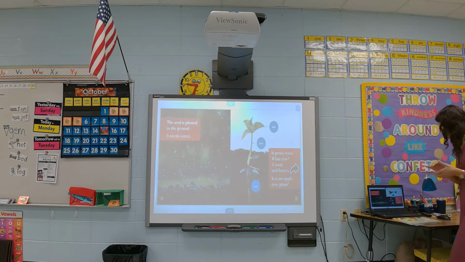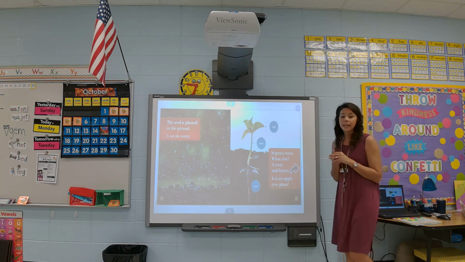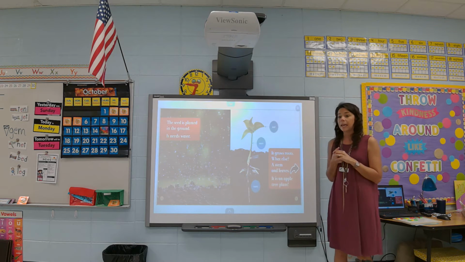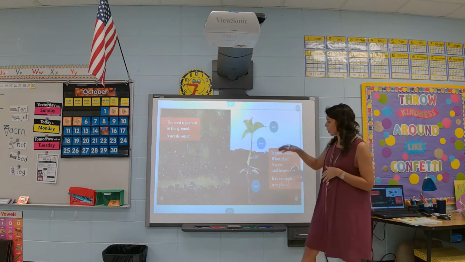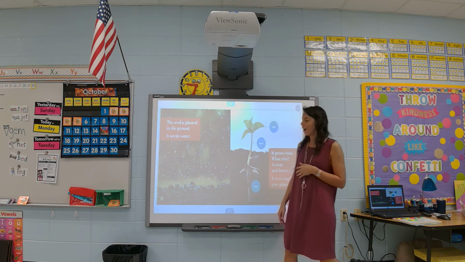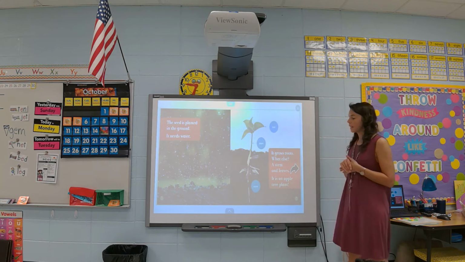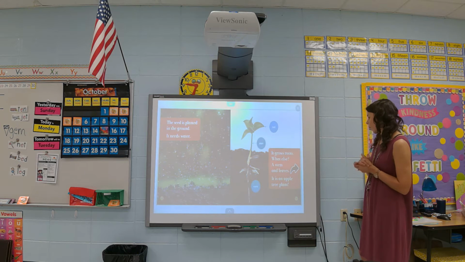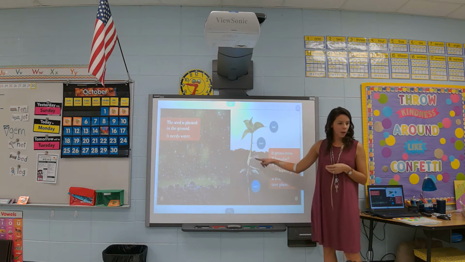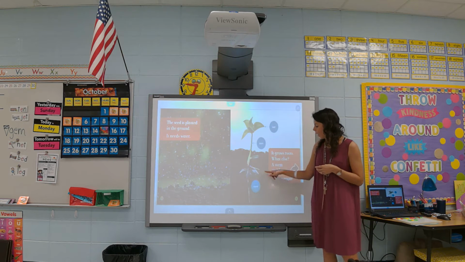The seed is planted in the ground. It needs. Let's use our picture clue. What do you think it needs? Water. Awesome. Plants need water to grow. We have another picture right here. Look at our plant. It's inside the ground, like it said.